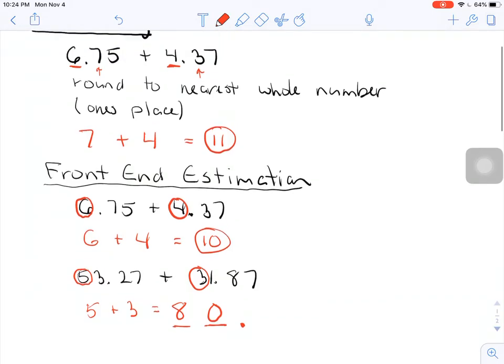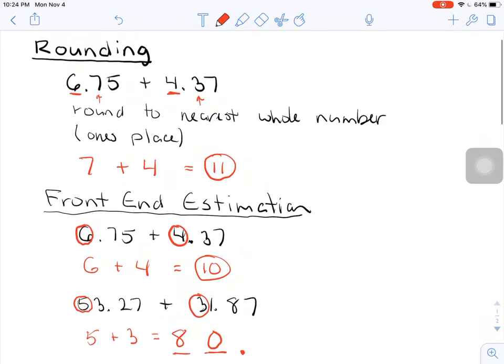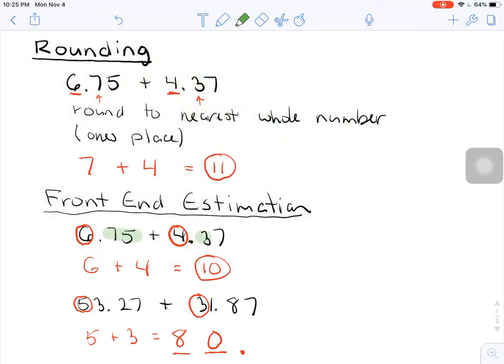One thing with front-end estimation to be aware of, if you compare your front-end estimation answer, the 10, to the rounding answer, the 11, you'll notice that that's lower. So front-end estimation will almost always give a sum when you're adding that is lower than the actual answer, which makes sense if you think about it because you have these extra pieces on here and you're basically chopping those off. So when you chop those off, it has the same effect as rounding down. So when you round down, that's going to make your answer appear smaller.